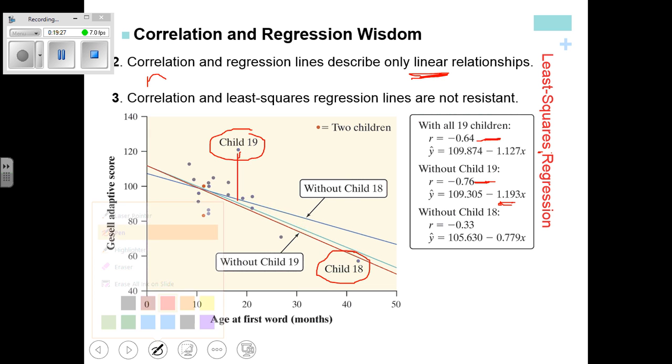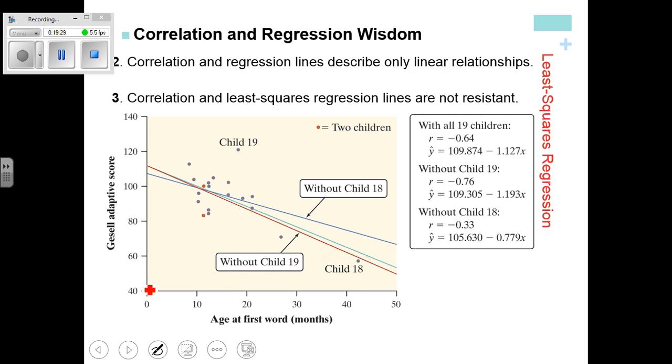Whereas the point here, if we remove child 18, look at the large effect it has on correlation. If we remove that point, there's a big change in our R value. It's a much weaker relationship, as well as a very large change in the slope, because that point is an influential point. It's pulling that line towards the point and really affecting where the slope of the line would be.